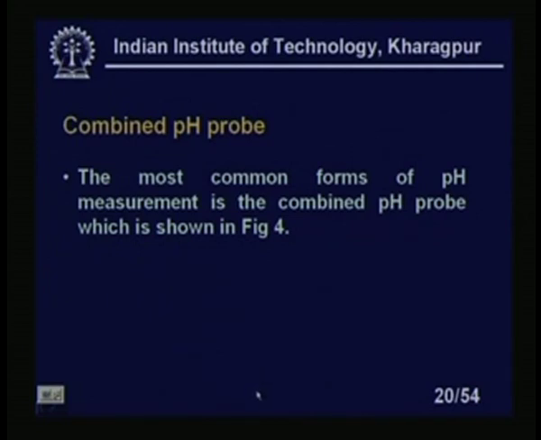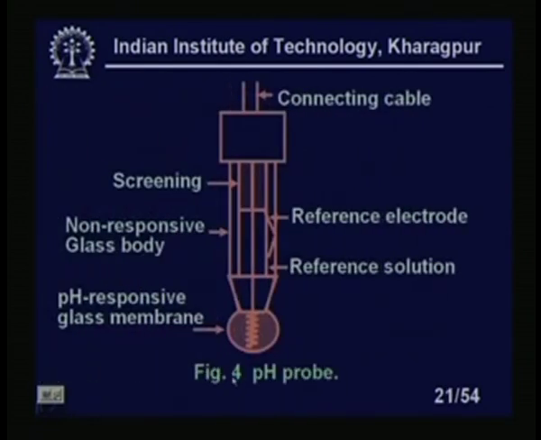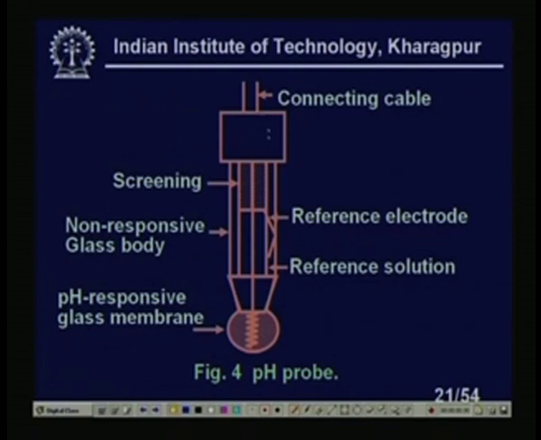You see, we will show the figure. This is the combined electrode. You see, it has a connecting cable, and here there is a pH sensitive glass membrane. This is a non-responsive glass body. We have written here non-responsive glass body.